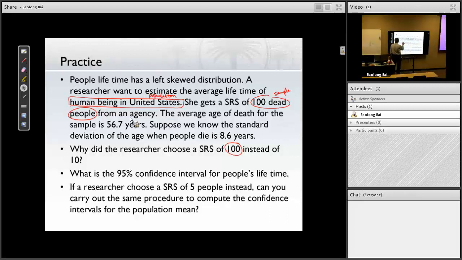And then we're given a number, the average age of death for the sample. So this is our X bar, right? We're also given 8.6, and what is 8.6? 8.6 is the standard deviation of age when people die, and that's in general for all people. So that will be the population standard deviation sigma. Okay? So apparently, if we want to do a confidence interval, this will be a Z confidence interval, if we want to estimate the average age of death for all human beings in the United States. Then for this problem, why do I use a sample size of 100 instead of 10?